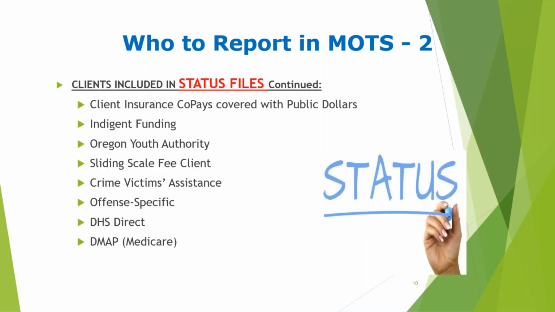Okay, and also clients that need to be included would be a client whose insurance copay is covered with public dollars. So maybe they have insurance, but your organization offers it where the copay is covered with some sort of monies that are public. Indigent funding programs, the Oregon Youth Authority. A lot of you have what's called a sliding scale fee client. Those should be reported. Crime victims assistance, that type of program should be reported. Offense specific, the Department of Human Services direct program, and DMAP should also be included. So these are going to be your status files.